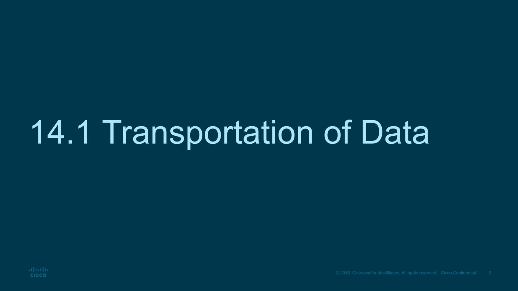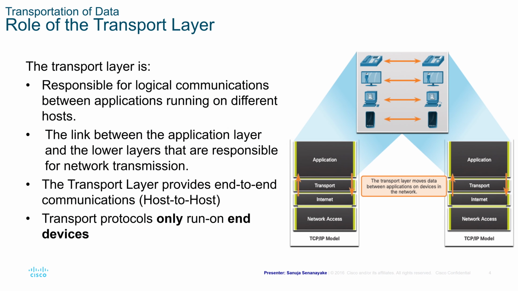Transportation of data. Role of the transport layer. The transport layer is responsible for logical communications between applications running on different hosts. It is the link between the application layer and the lower layers that are responsible for the network transmission. The transport layer provides the end-to-end communications between host to host. So that is a very important concept that you should be familiar with.